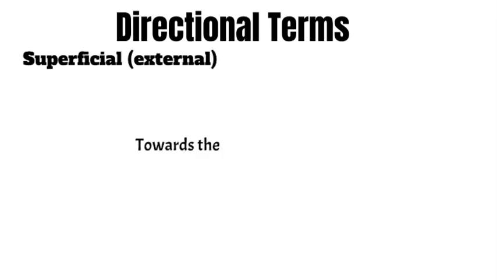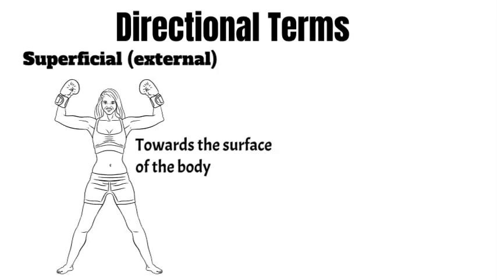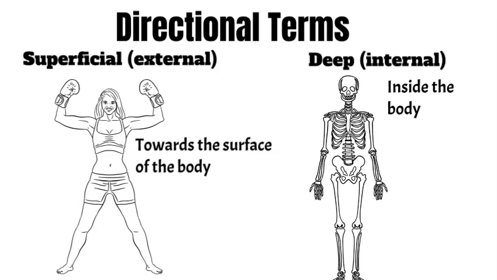The last set of terms we want to look at is going to be how deep into the body it is. We have superficial or external. These are towards the surface of the body. So if I'm a superficial person, I care about what's on the outside. So your skin is superficial to your muscles. Deep and internal is the opposite. So it's inside the body. So it's going to be deeper. So my skeleton is deep compared to my skin.